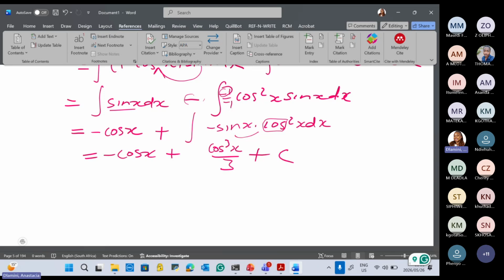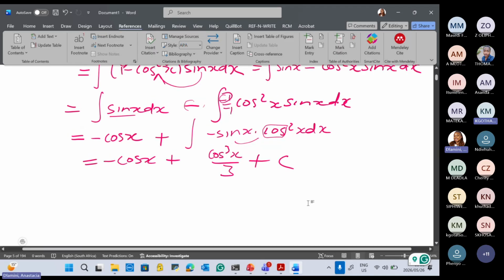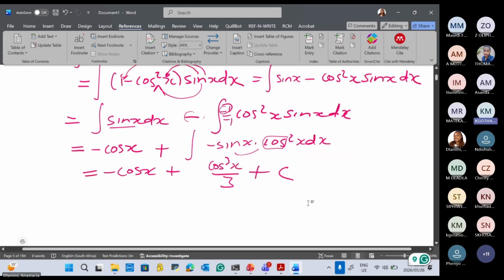Did I lose anyone there? Yeah, and then you applied the power of n plus 1 divided by n plus 1. I don't think I understand this. Wait, go back. How did you confirm that it was that previous function when you reverse derived?